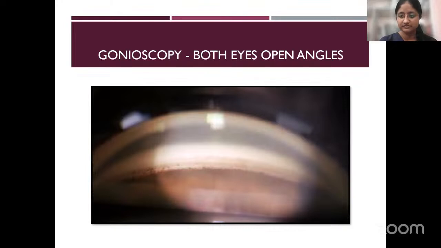Okay. Then gonioscopy findings. Can you tell me the gonioscopy? Ma'am, on gonioscopy findings, the posterior trabecular meshwork was seen in all the quadrants in both the eyes. So both eyes, the angles were open.